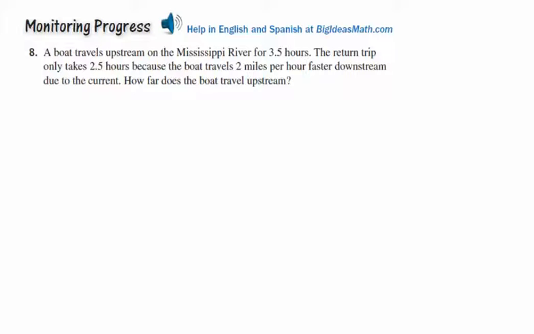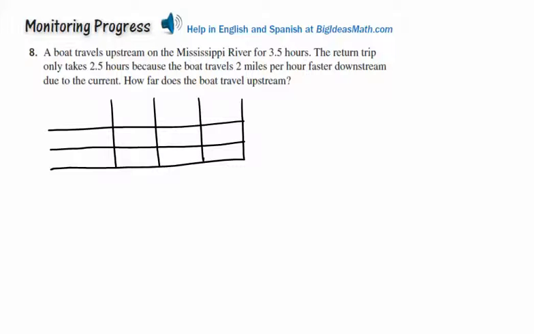A very similar problem to the one that we just worked on. So I'm going to set up my table. Once again, I have upstream, and it says a return trip, so I can write downstream or return trip. And I have distance equals rate times time. I'm ready to fill in some values. We know that the trip upstream takes 3.5 hours, so I'm going to write 3.5 in there. The return trip takes only 2.5 hours. So we know both of the times.